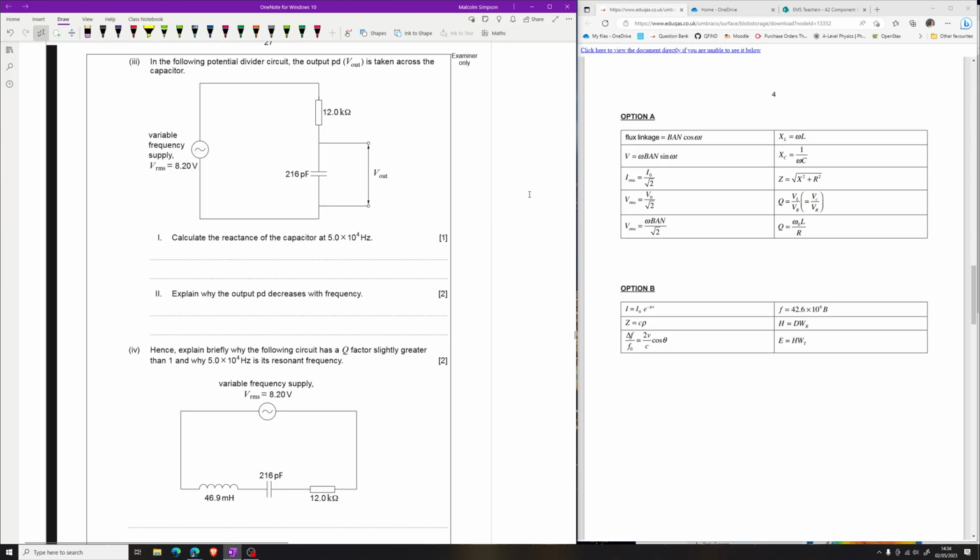Okay, potential divider circuit. Again, this is essentially the same question, isn't it? But with a capacitor instead of an inductor. Slightly different. Anyway, calculate the reactance of the capacitor. So over on the right hand side, there's my expression for reactance of a capacitor. It's 1 over omega c. So x equals 1 over omega c, and omega of course is 2 pi f.